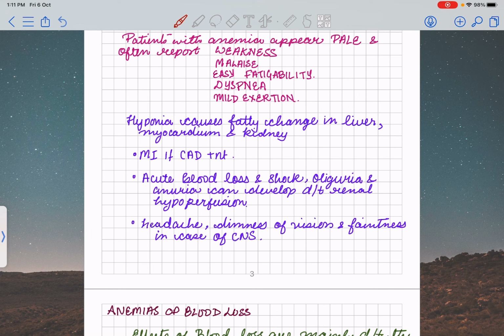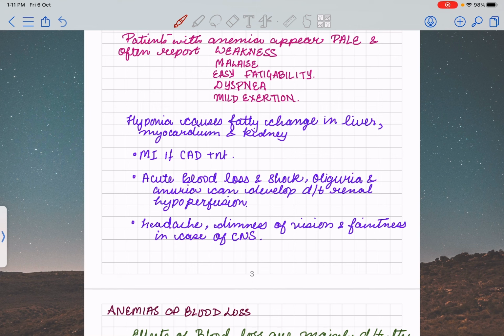So, anemia is not something that should be taken lightly. Person will present with not such a major clinical feature until it gets severe. They will be pale and having weakness, tired, easy fatigability, dyspnea, mild exertion. But you need to realize that anemia is basically when the body is not getting sufficient oxygen, right? That is known as hypoxia. And hypoxia can affect almost all major organs. Liver, myocardium and kidney. It is liver, heart, muscle and the kidney.